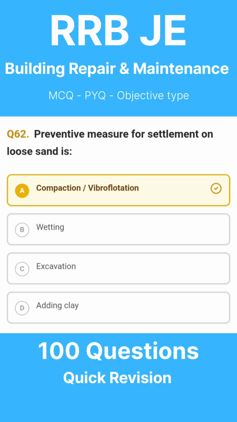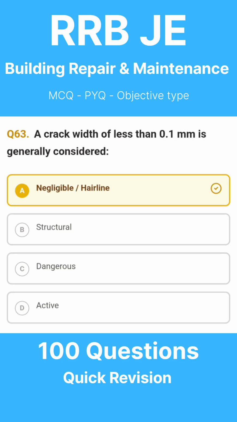Question 62. Preventive measure for settlement on loose sand is. The correct answer is compaction or vibroflotation. Question 63. A crack width of less than 0.1 mm is generally considered. The correct answer is negligible or hairline.